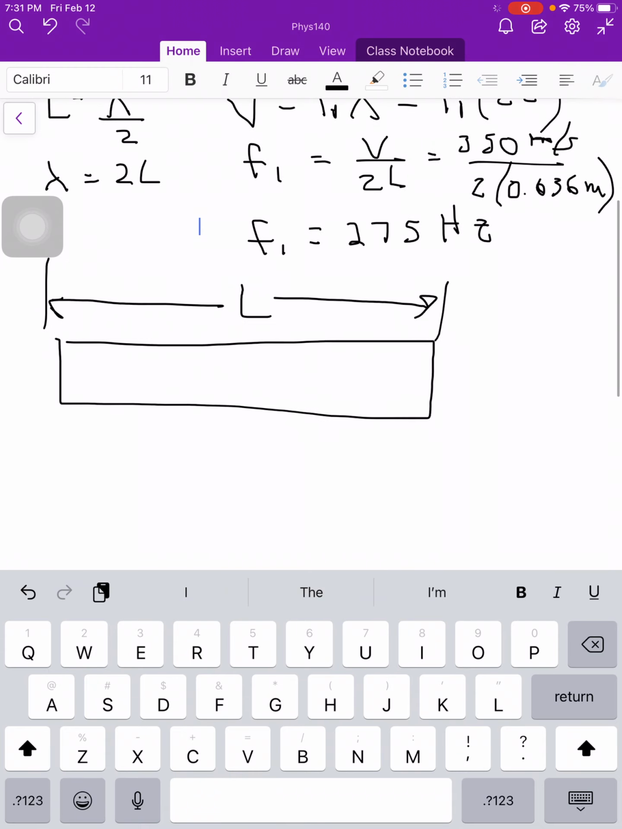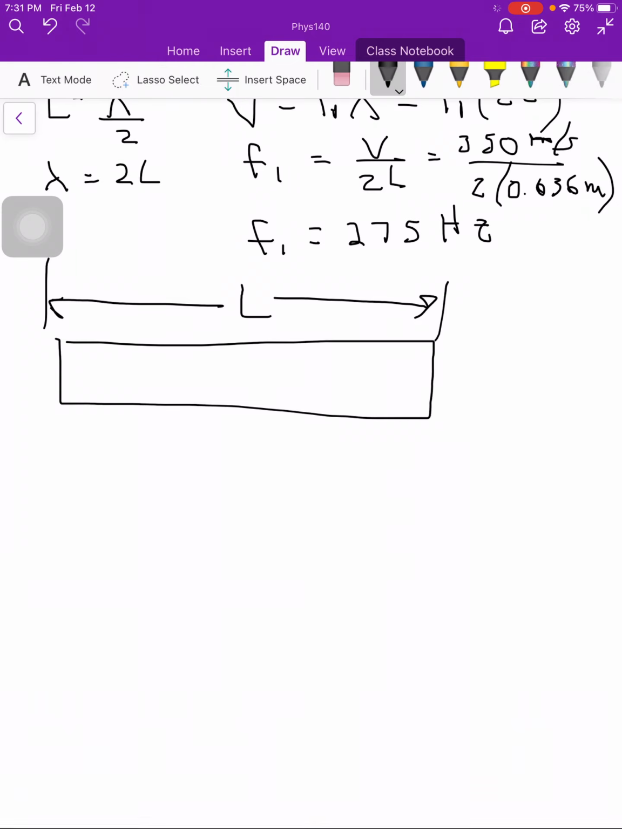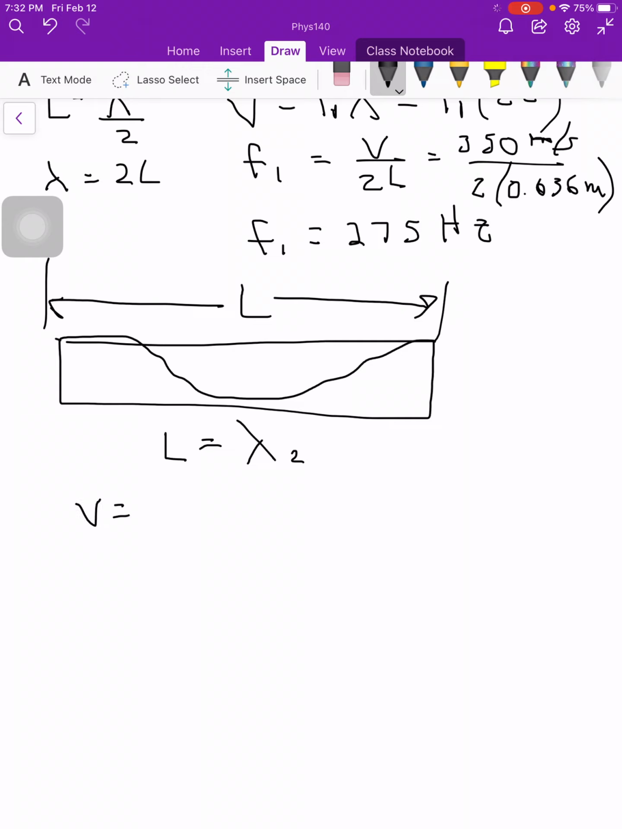So in this one, we're going to say, okay, well, we need a peak or a trough. And so we already had a trough, so we're going to have a peak this time. So we're going to go like that. And so that's a full wavelength. So here we're going to say L is equal to lambda. So this is going to be our lambda 2. And so we're going to use the same equation again. So V is equal to F2 lambda 2.